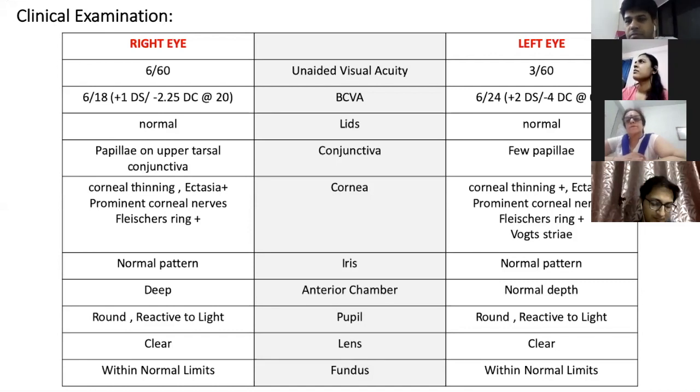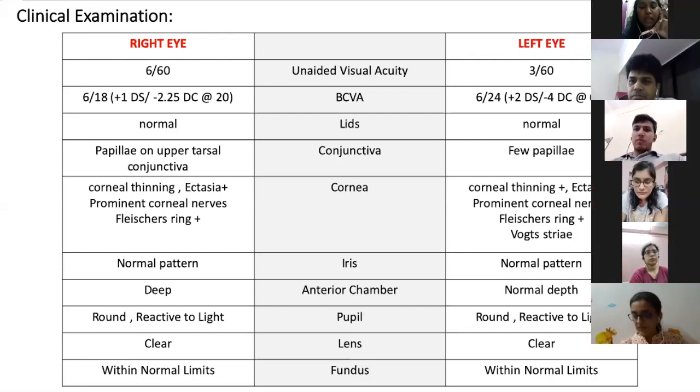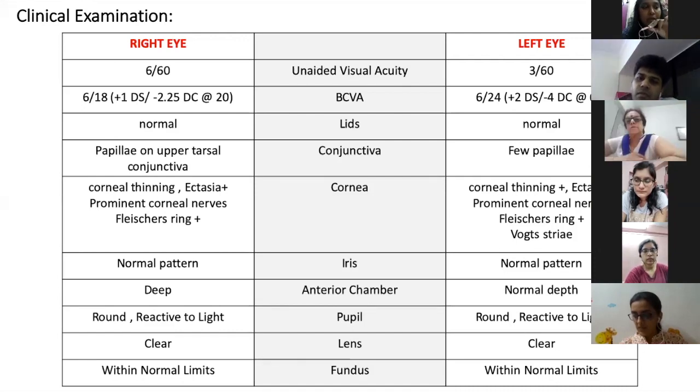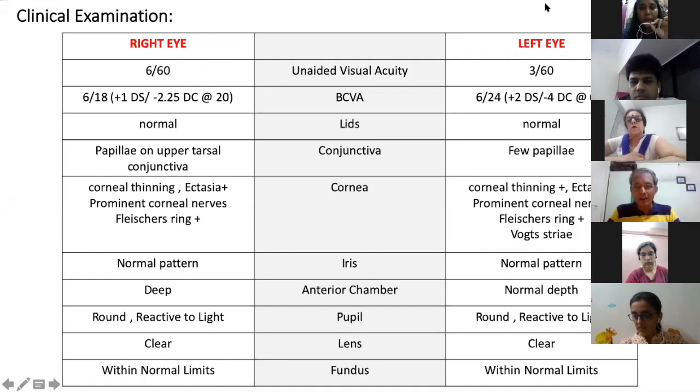Ma'am, even on torchlight, there is this Rizzuti sign which we can elicit. It will have a conical configuration of the cornea. Then on dilated retinoscopy, we will have a scissoring reflex. Okay. What you would like to see in this patient, especially in fundus examination? In a few keratoconus patients, there is association with retinitis pigmentosa, so we can find that. And retroillumination will show an oil droplet sign.